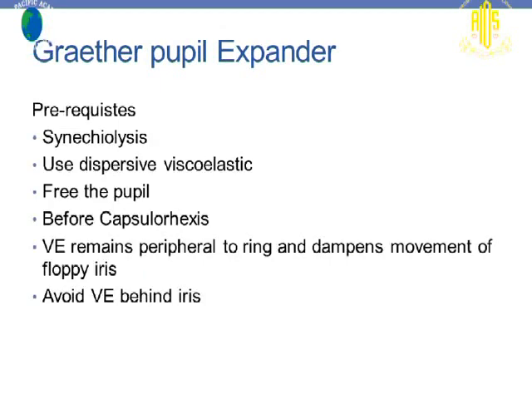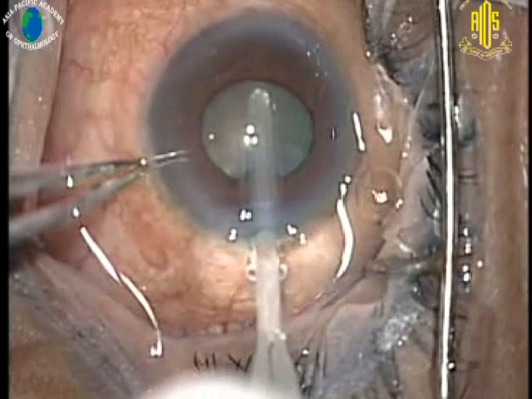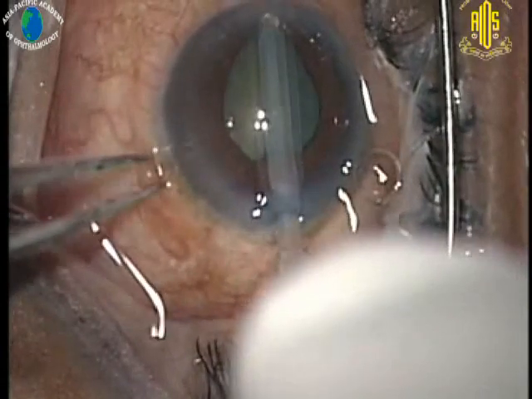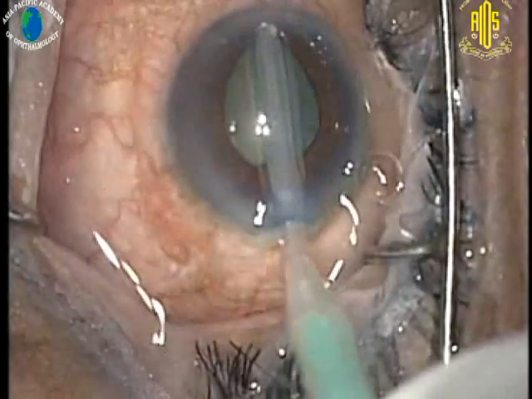The prerequisite is that one should have a free pupil before putting it. So do synechiolysis, use viscoelastic agent, and preferably it should be done before the capsulorhexis, because it gets difficult otherwise to do after the capsulorhexis. Now this is the pupil expander. It has to be injected. You do not require any additional paracentesis or wounds.